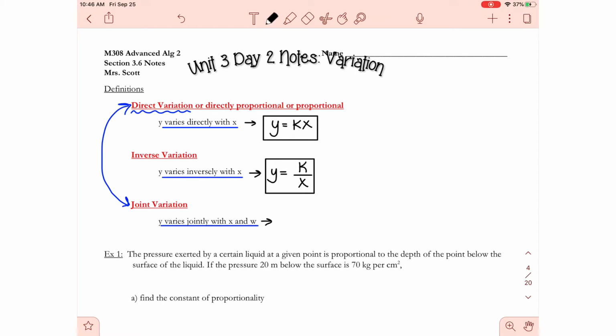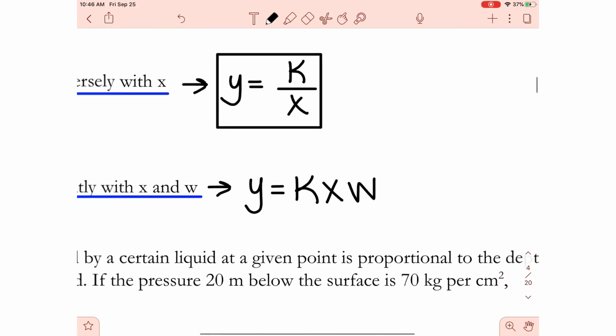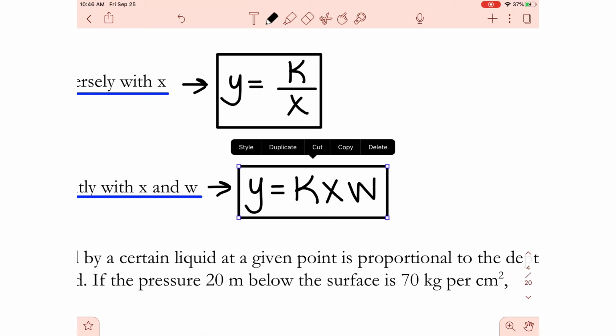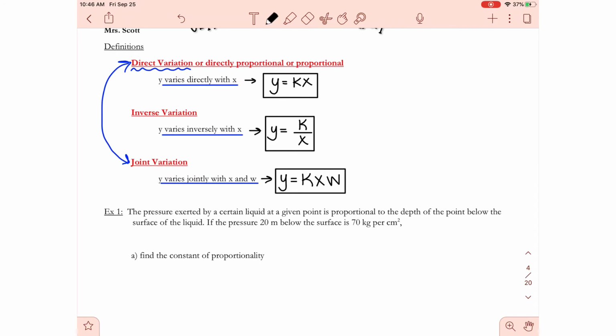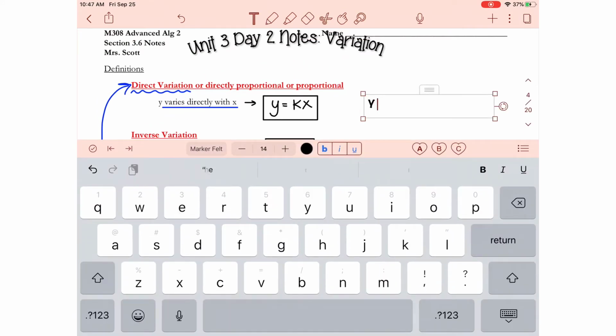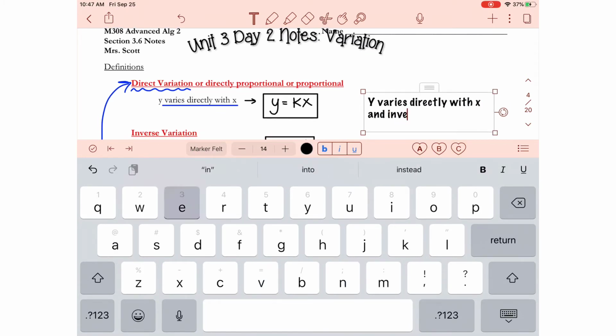And if we have a joint variation, there's just more than one variable. So if y varies jointly with x and w, it looks like this: y equals, put the k right away, and then we have x and w. So it's a lot like direct variation because everything's being multiplied. Now, in some problems, it might say y varies directly with x and inversely with w.